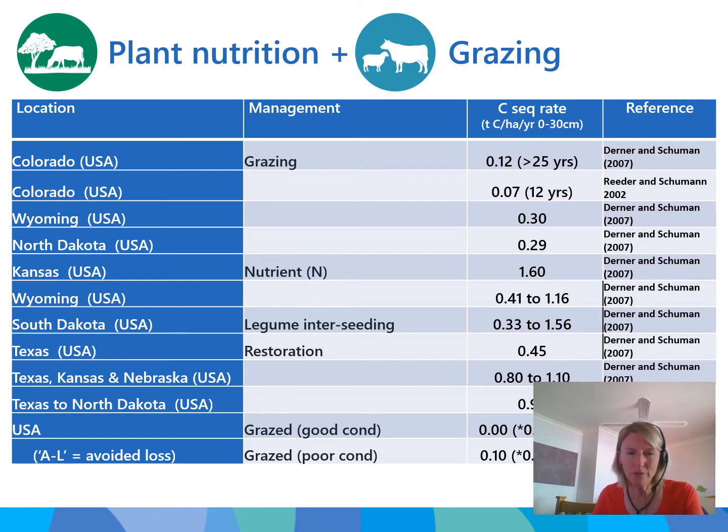So what these tables show us is that we've got carbon sequestration rates, which might range from say 0.1 tonnes per hectare up to 1.5 tonnes per hectare across that 30 centimetre interval. Now this is what the published literature is showing. It's going to be dependent on your own farm context, your soil type, your climate, but it just shows that strategies can be implemented to build soil organic carbon.